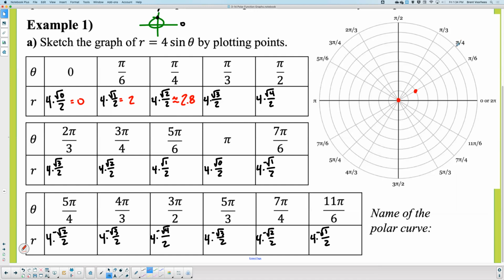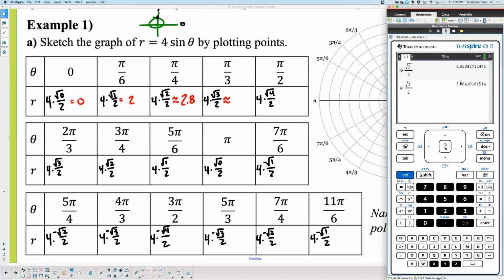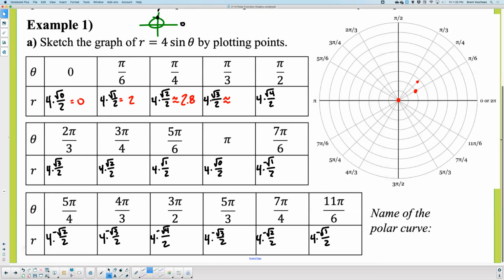So go to pi over 4 and go 1 circle, 2 circles, about 2.8 is, I would say, about right there. Plot that point. And I also looked up what 4 times the square root of 3 over 2 is. That's the value. What would we round that to? Approximately 3.5. Let's fill that in right there. And so at pi over 3, I'm going to go to 3.5. 1, 2, 3. Here's 3.5, give or take, about right there.